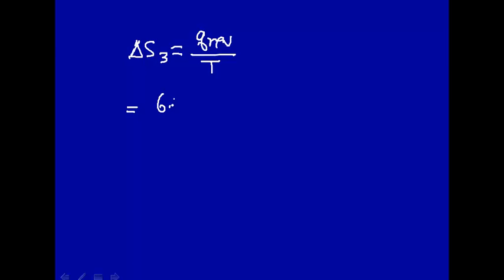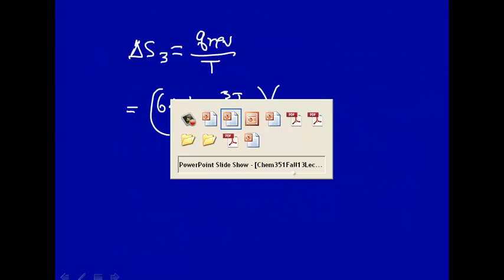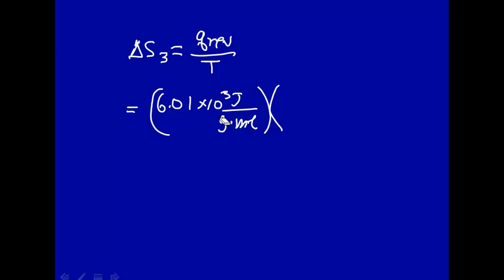In problem 6.01, we have to figure out how much heat was put in, so we need the molar enthalpy of fusion: 6.01 kilojoule per mole. Sorry, let me go back here. Enthalpy of vaporization. Oh, I seem to be hallucinating here. So 6.01 times 10 to the third joule per mole. Okay, joule per mole.